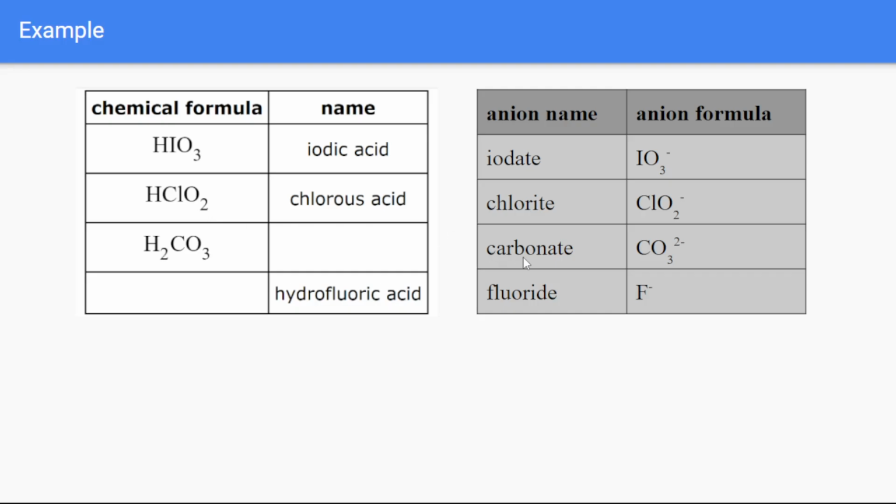Carbonate. So carbonate ends with ate. CO3 is carbonate. So that's an ic acid, carbonic acid. Notice the negative 2 here for the charge. That tells us we have two hydrogens. So hydrofluoric acid is hydro, so that's an ide. That would be HF.